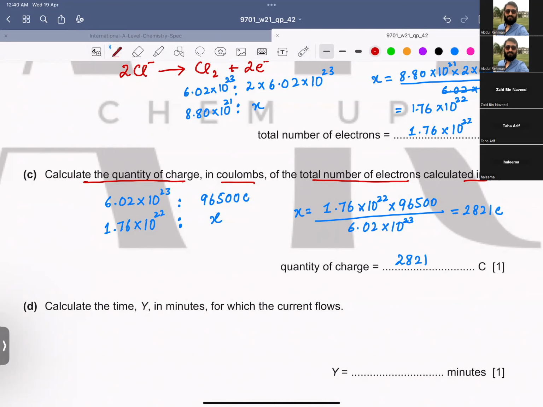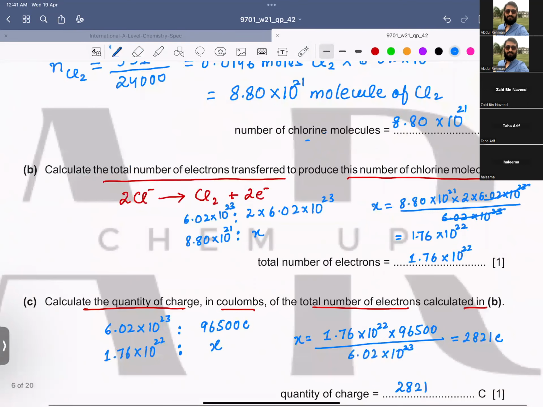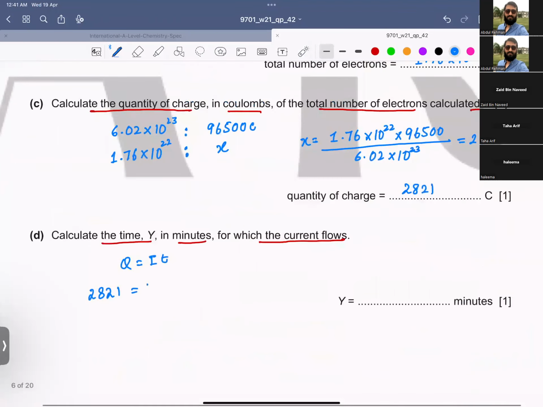Now in the next part, calculate the time Y in minutes for which the current flows. For that, we know the expression that the charge uppercase Q is equal to I into T. So it is 2821. The charge is equal to the current I, which is 3.10 ampere, into T. So the time T would be equal to 2821 divided by 3.10.